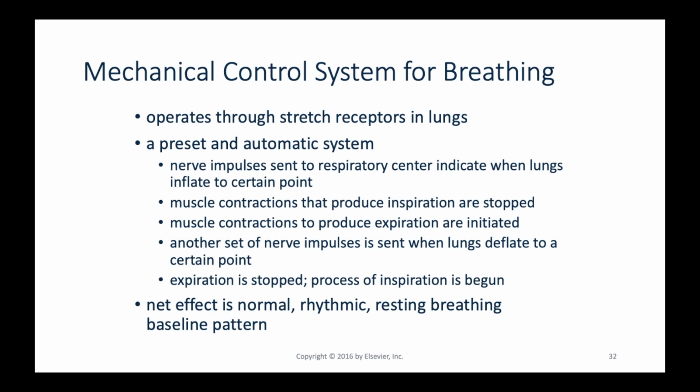Mechanical control for breathing operates through stretch receptors in the lungs, a preset and automatic system that involves nerve impulses to the respiratory center, which indicate when the lungs inflate to a certain point. Muscle contractions that produce inspiration are stopped. Muscle contractions to produce expiration are initiated. Another set of nerve impulses is sent when the lungs deflate to a certain point, and at that point expiration is stopped and the process of inspiration is started. The net effect is a normal, rhythmic, resting baseline breathing pattern.